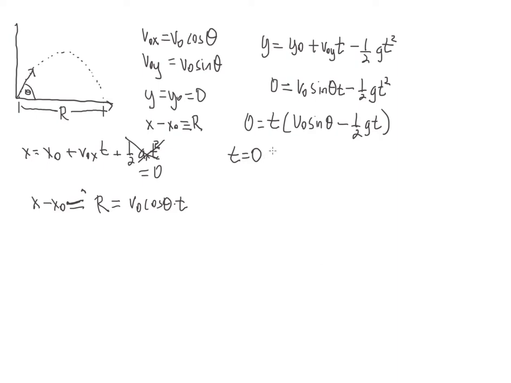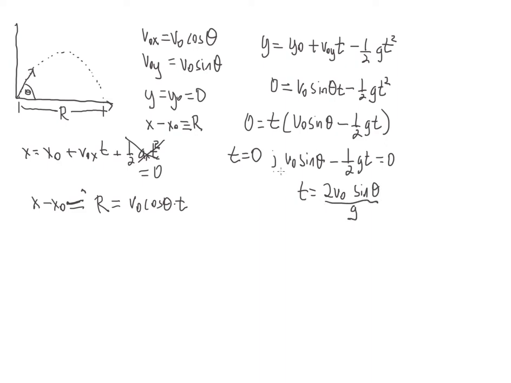t equals 0. That makes sense. That's when it gets launched, it's at 0. That's over here. And then we have that v naught sine theta minus 1/2 g t equals 0. And I can solve that by pushing the 1/2 g t to the other side, multiplying up by 2 and dividing down by g to get that t is equal to 2 v naught sine theta over g.